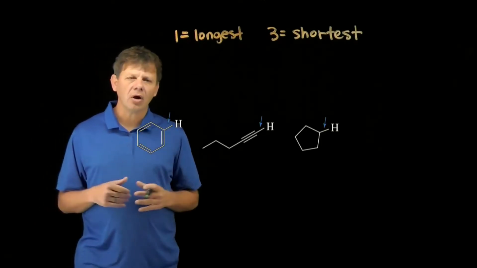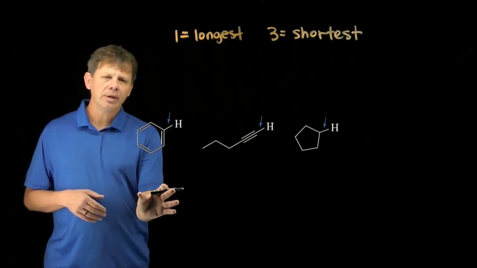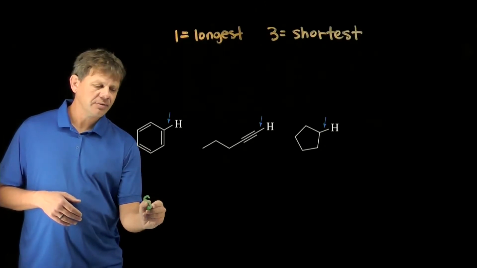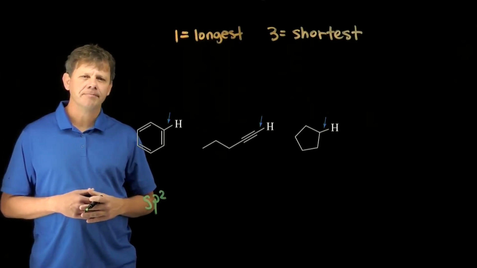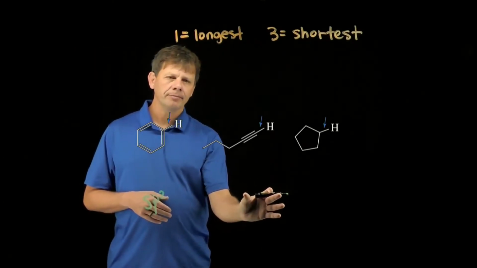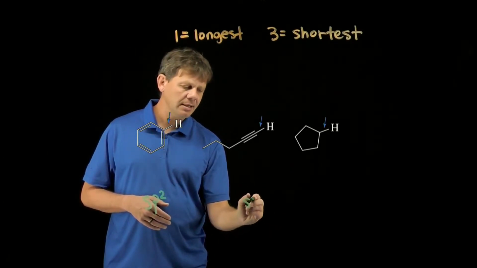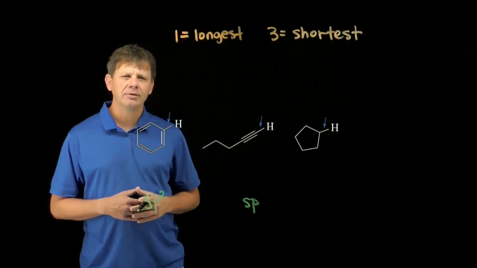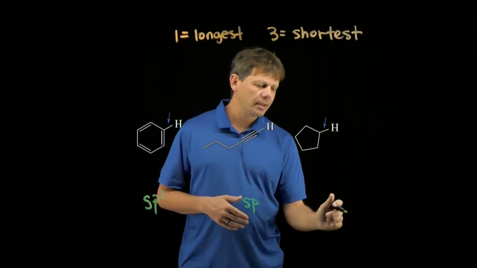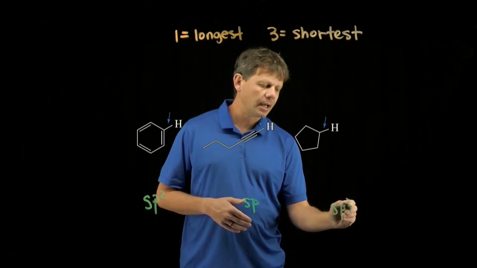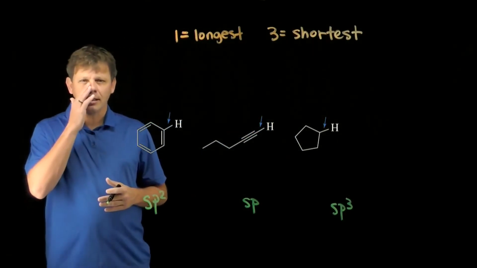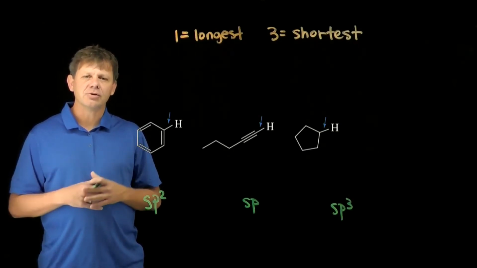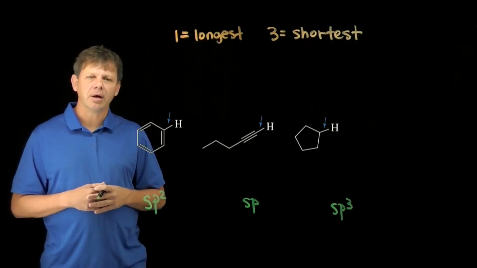Now, when we look at these, all of them are carbon-hydrogen bonds, but we notice that the one on the left is a bond between an sp2 hybridized carbon and hydrogen. The one in the middle is between an sp hybridized carbon and hydrogen, and the one on the right is between an sp3 hybridized carbon and hydrogen. And so hybridization appears to be the issue that's differentiating these bond lengths.